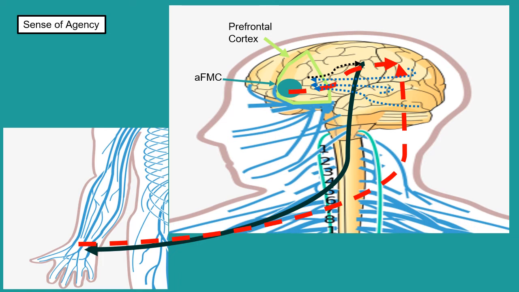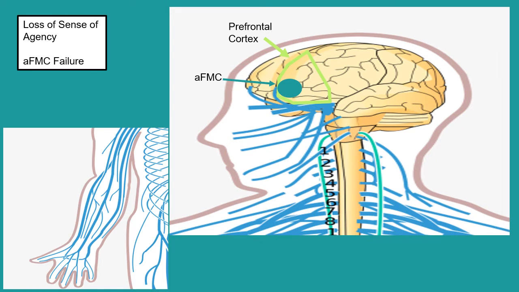Now let's look at an example of a patient with damage to the AFMC. In this situation, as discussed before, the sensations and perceptions make their way along to the prefrontal cortex. But in this case, you'll notice an efference copy is not created due to the damage to the AFMC.